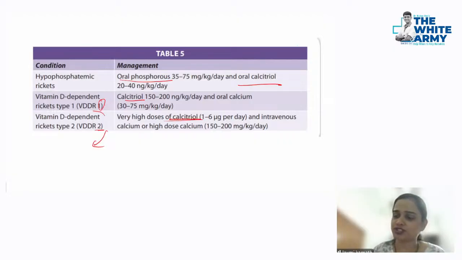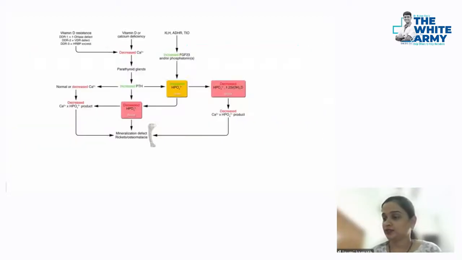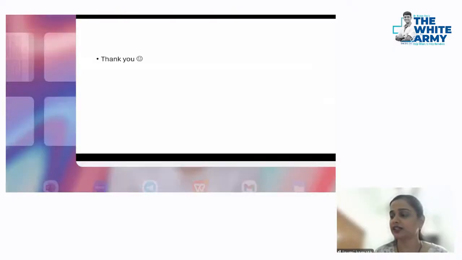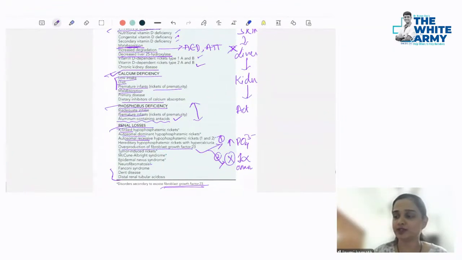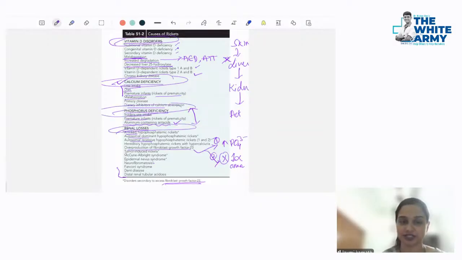So this is one of the most difficult to treat. So this was just the summary. So that's it with the refractory rickets. Now this is a little confusing, so you should make sure that you remember it in terms of this table. So how do we deal with vitamin D refractory rickets or vitamin D dependent rickets? You divide them into 4 broad categories: vitamin D deficiency, calcium deficiency, phosphorus deficiency, and renal causes.